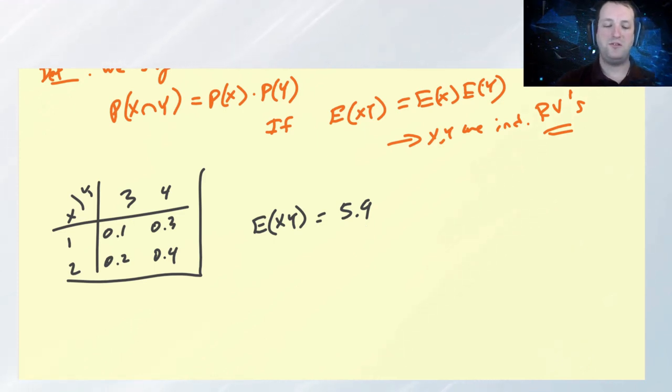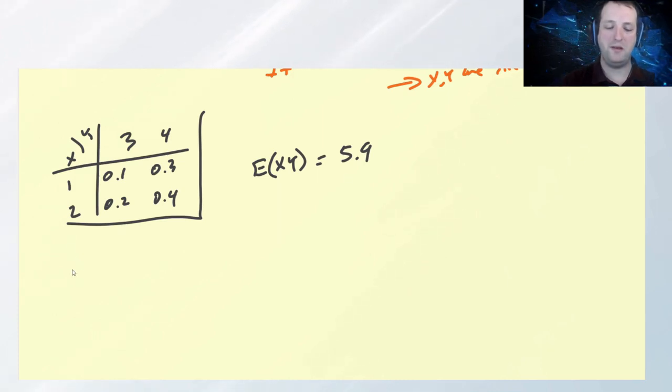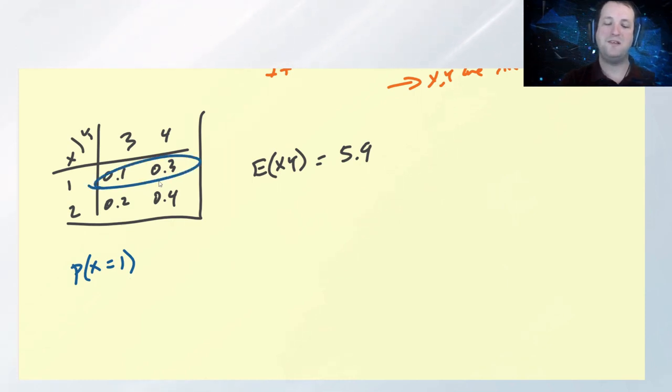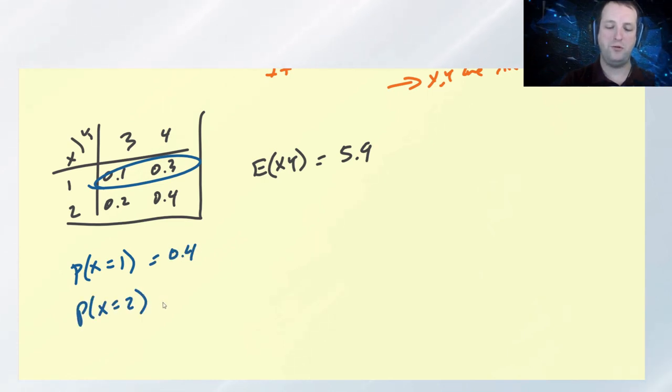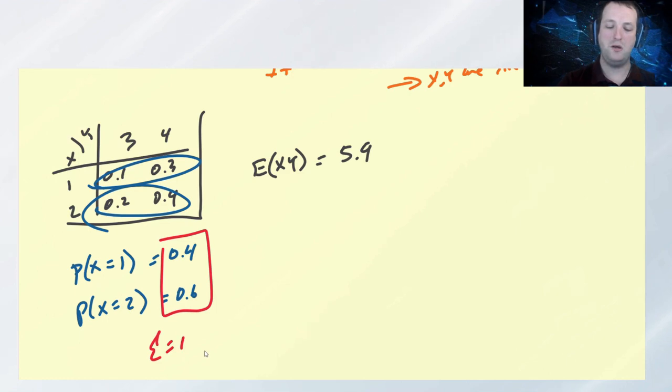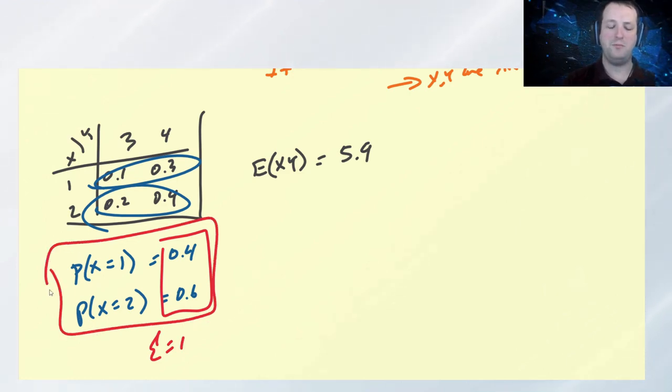The first thing I need to do is calculate the mean of x and the mean of y. So what is the probability that x is equal to 1? It is the sum across the row of all possible values of y, so that's equal to 0.4. And the probability that x is equal to 2 is the sum across the row of 2, so that's 0.6. Keep in mind that these values should sum up to 1, and this table is sometimes called the marginal probability mass function for the random variable x. Okay?